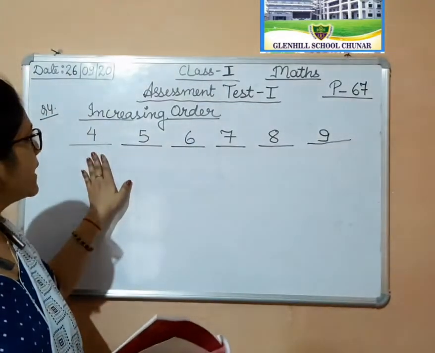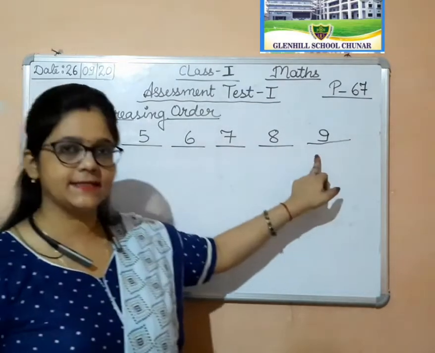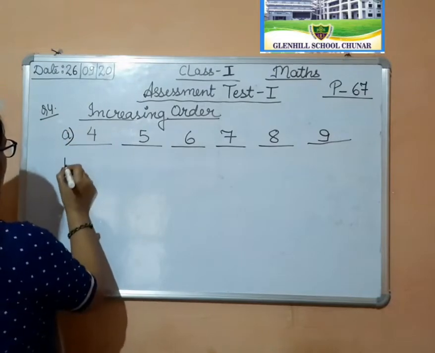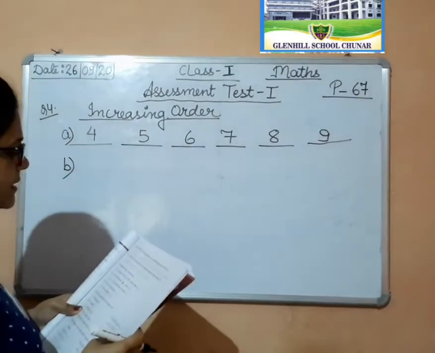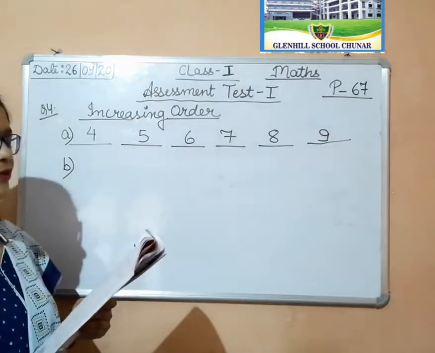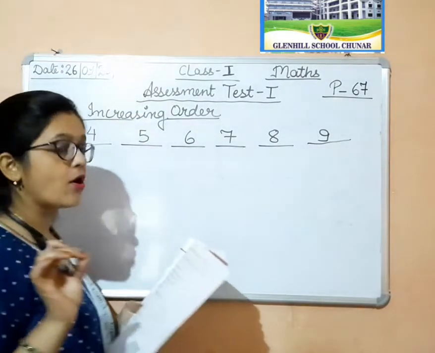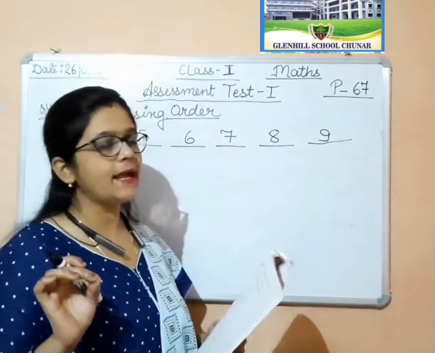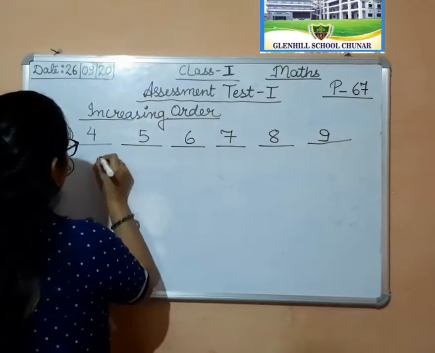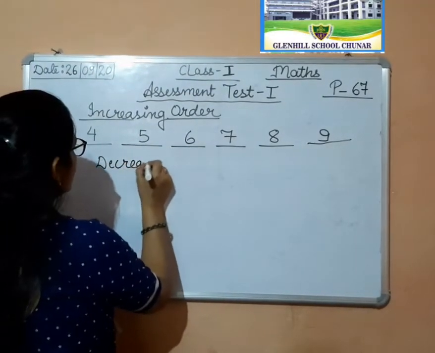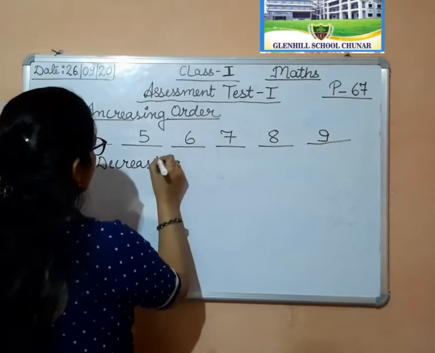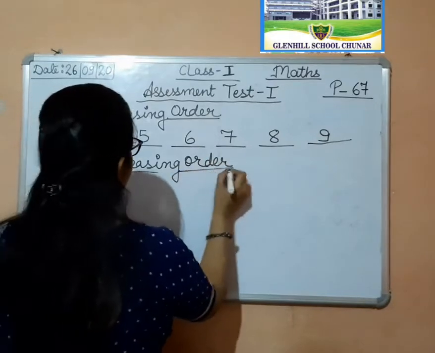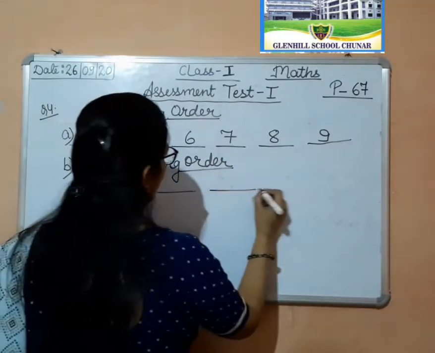Now this is the what? Increasing order means smallest to greatest. Write down. It is A. Now B. In B, what is there? Write 4 numerals in decreasing order from 10. Okay. So here what you have to write down? Decreasing order. Okay. Decreasing order, 4 numerals you have to write down from 10.